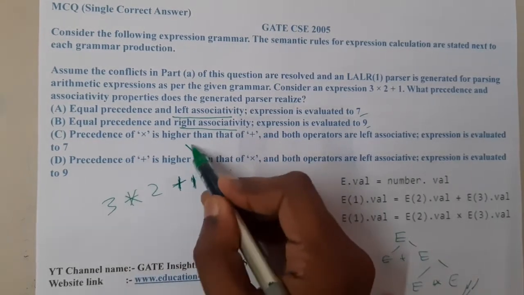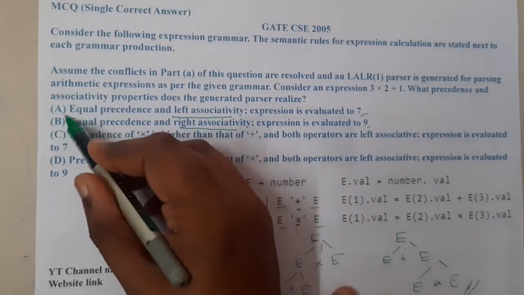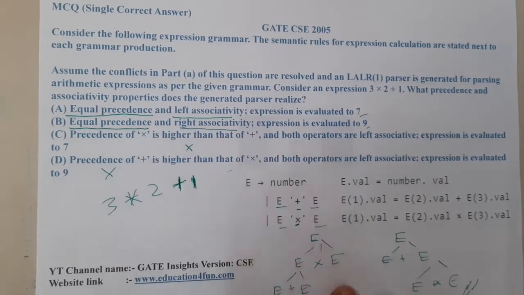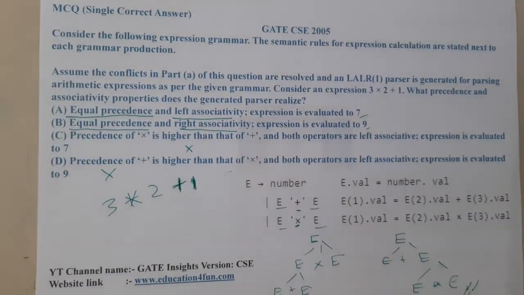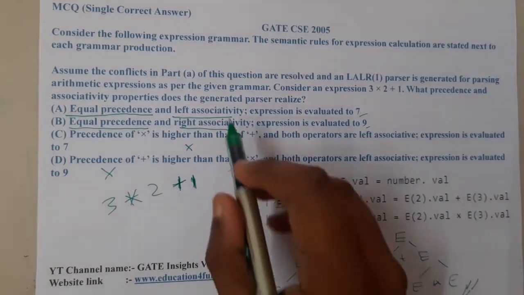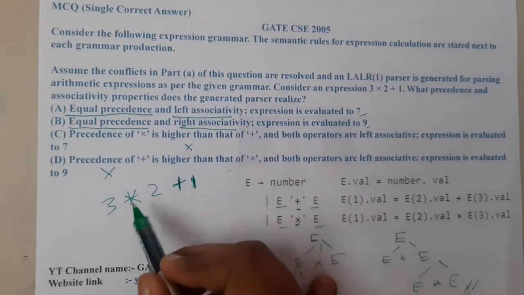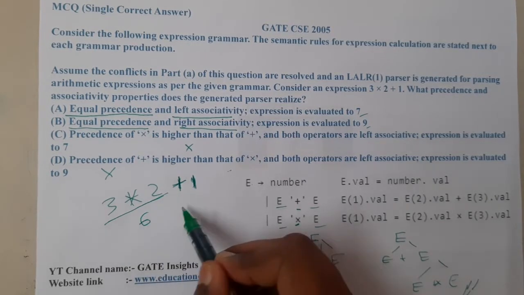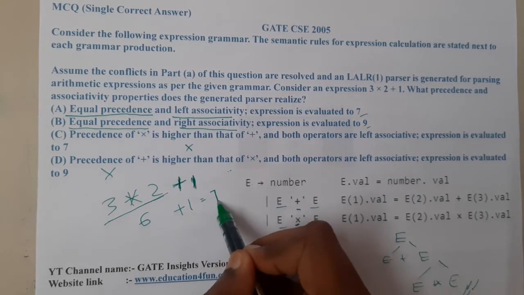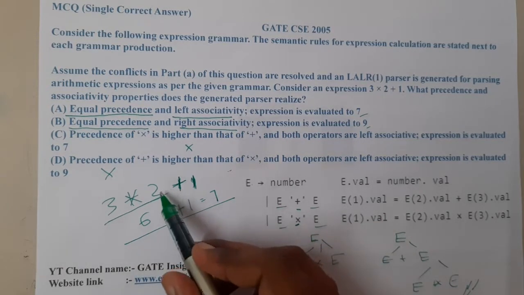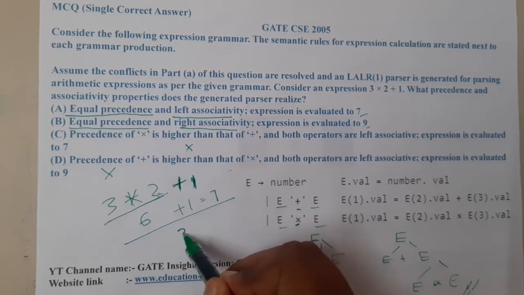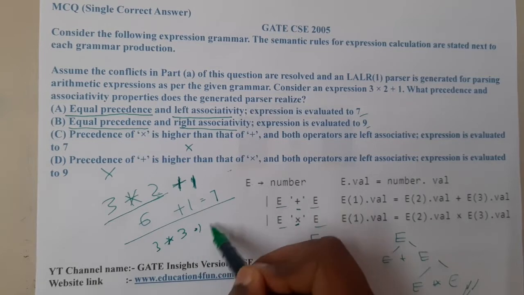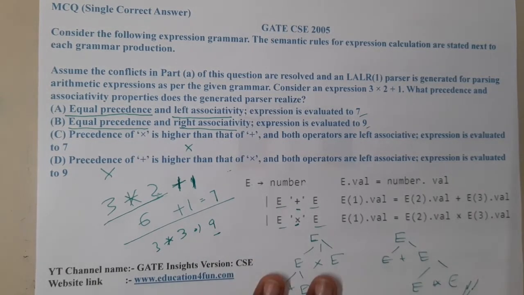So options C and D are talking about different precedence, but I'm sure that they are of the same precedence. So the only thing is whether they are left associative or right associative. Based on that the values might change, right? If we are talking about left associativity, first these two things will be calculated, so that is a 6 and the result will be 7. If it is right associative, first we will add this 2 and 3, we will get a 3, that is 3 into 3, so now the result will be 9. So both of them are correct, right?